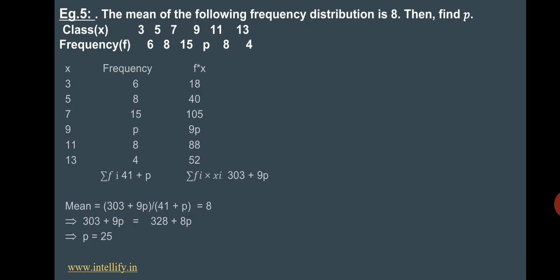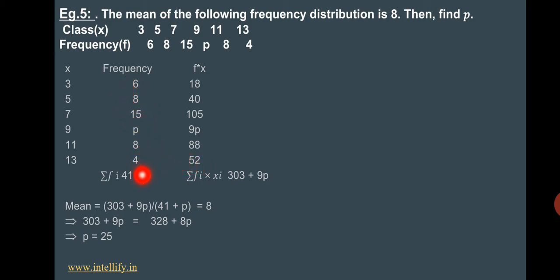Let us see the fifth example. The mean of the following frequency distribution is 8, then find P. We have been given X and frequency. X is 3, 5, 7, 9, 11, 13. Frequency is 6, 8, 15, P, 8, 4. And Fx is 3 into 6, 18, 5 into 8, 40, 7 into 15, 105, 9 into P, 9P, 11 into 8, 88, 13 into 4, 52.